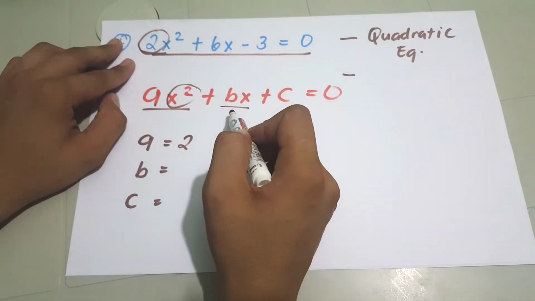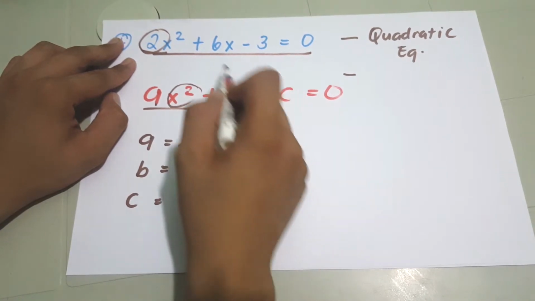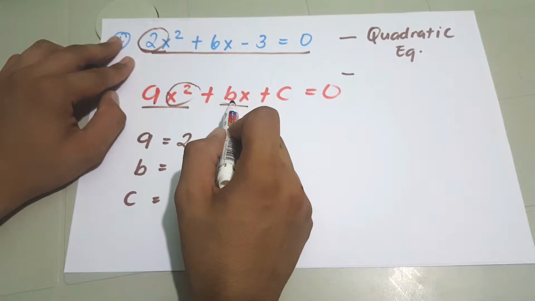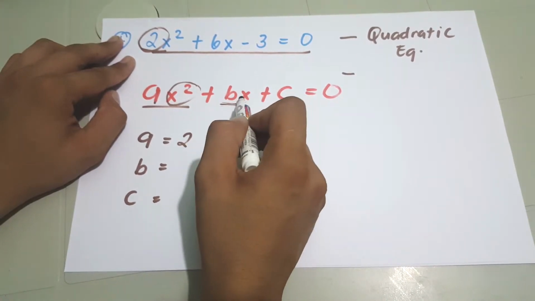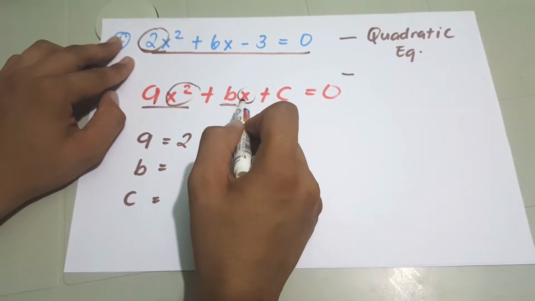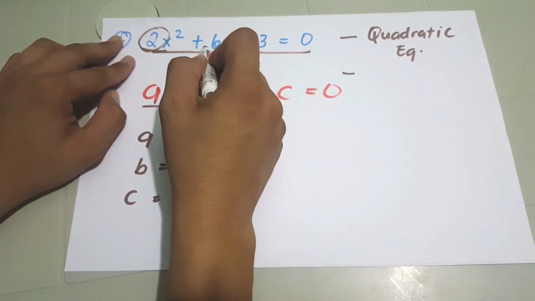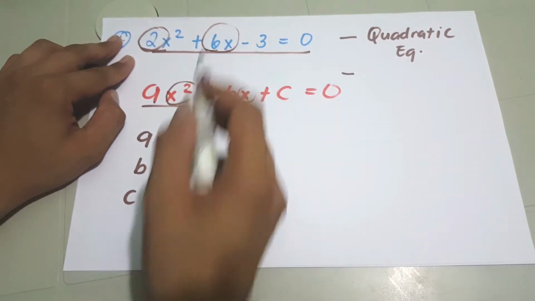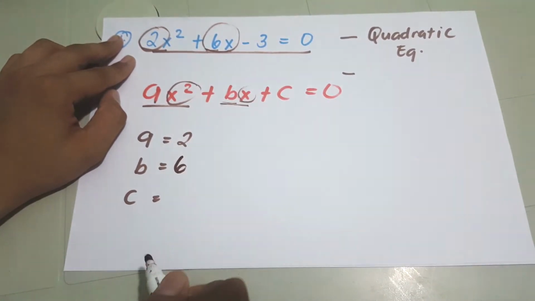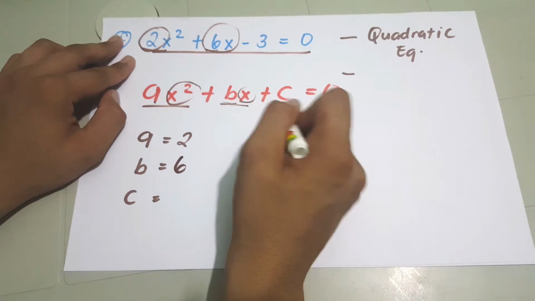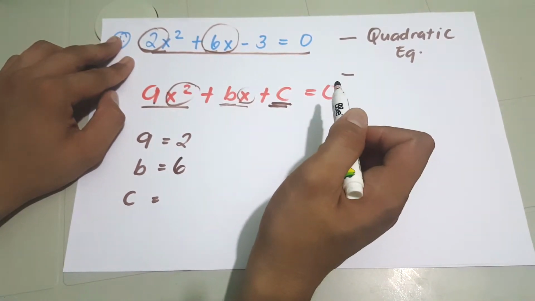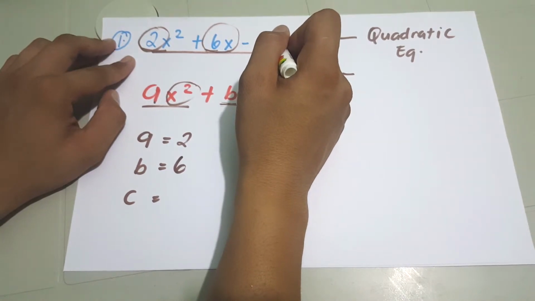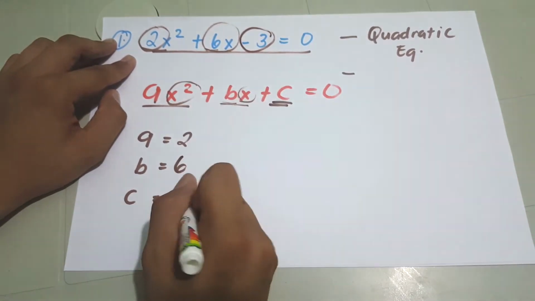Okay. So, how are we going to identify B from our equation? Okay, simple lang daw yun. So, yung B daw ay yung constant na laging kasama ni variable x. X ha, hindi x squared. So, dito sa equation na to, ito yung constant na kasama ni x. Therefore, ito yung B. So, our B is 6. And yung C daw natin is the constant na walang kasama na variable. So, dito sa ating example, negative 3.